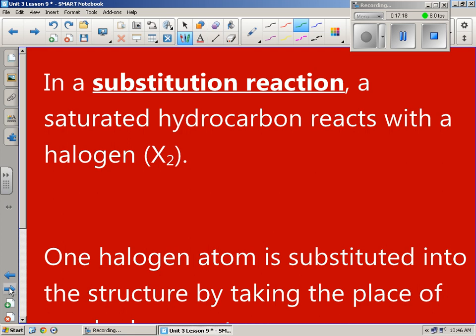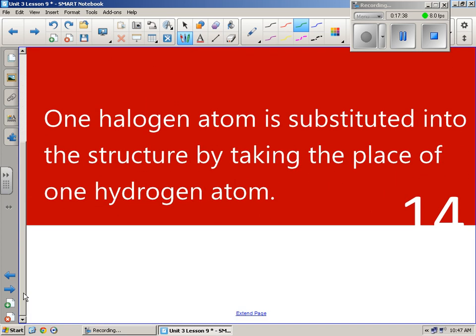In a substitution reaction, a saturated hydrocarbon, so a single-bonded hydrocarbon, is going to react with a halogen like X2, for example Br2, Cl2, F2, etc. Here's the deal with substitution. These aren't magical names. These actually mean what they mean. Substitution implies that we substitute something on. Substitution means you put one in and you take one off, like in hockey or baseball. That's what we're going to do here.